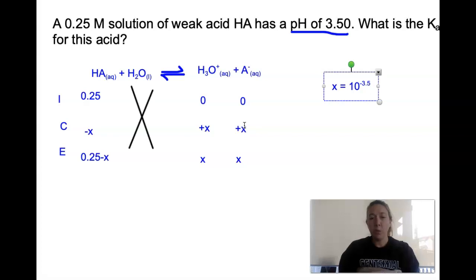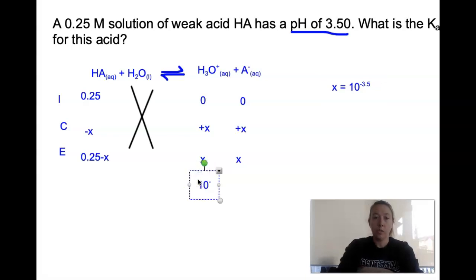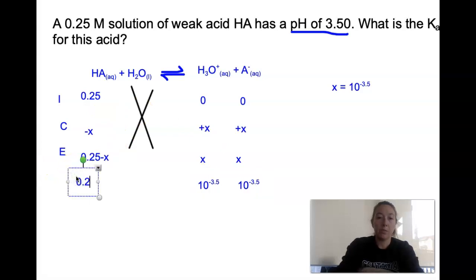You get like 3.16227766 times 10 to the negative 4. So I tend to just leave it as that. I write this as 10 to the negative 3.5, and then I say that this one over here is also 10 to the negative 3.5. And over here, this is 0.25 minus 10 to the negative 3.5.